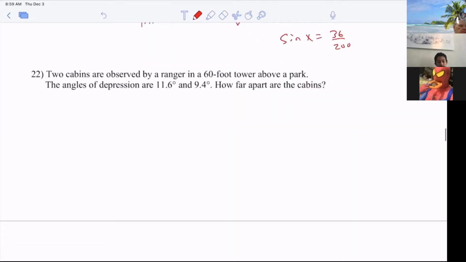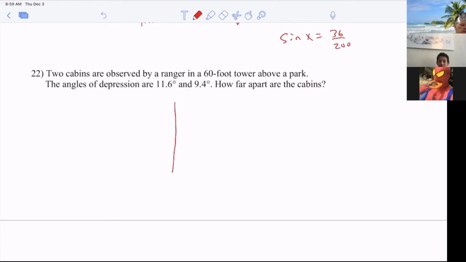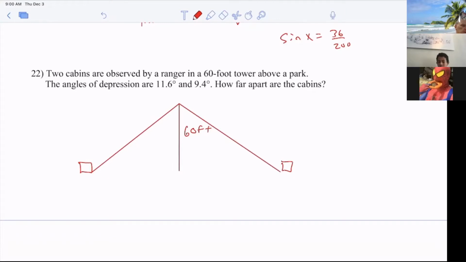All right, here we go. Two cabins are observed by a ranger in a 60-foot tower. Oh, hey, this one is the hard one. So here we are. Here's a 60-foot tower. All right, so he's up here in his tower. This is 60 feet. The angles of depression: he notices a cabin over here, and he notices a cabin over here. And so he's looking down, right, at this cabin and looking down at this cabin. That's what I'm thinking.